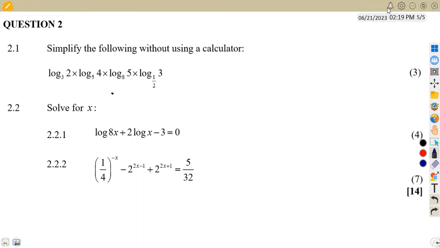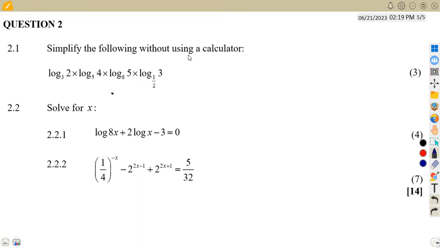Still working on mathematics and three revisions, that is on exponents and logarithms. Working from the question paper of November 2020, we've got question 2, where we are given the first part of our question, that is 2.1 in this case. All right, so we've got the first part of our question 2.1. Simplify the following without using a calculator.